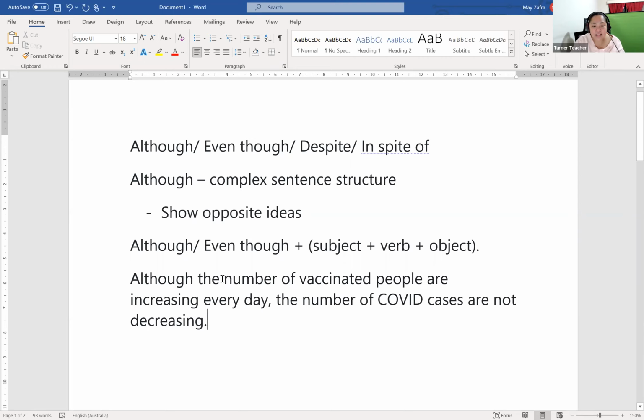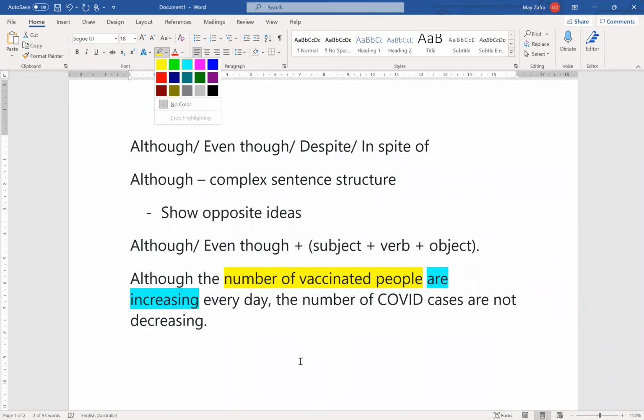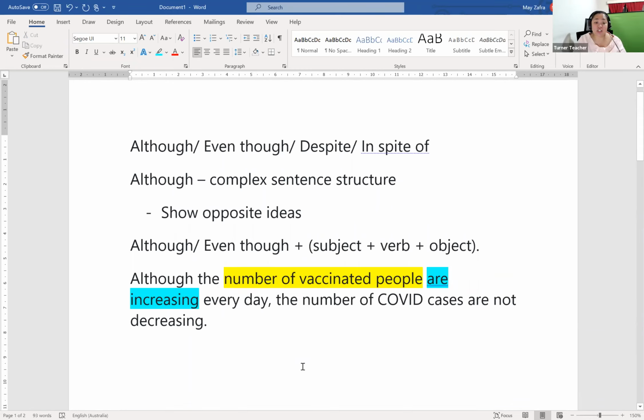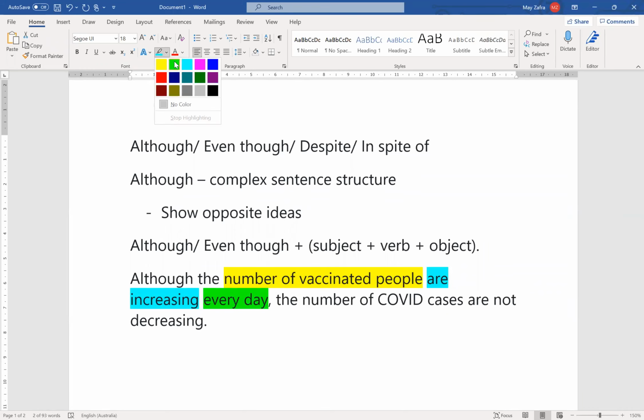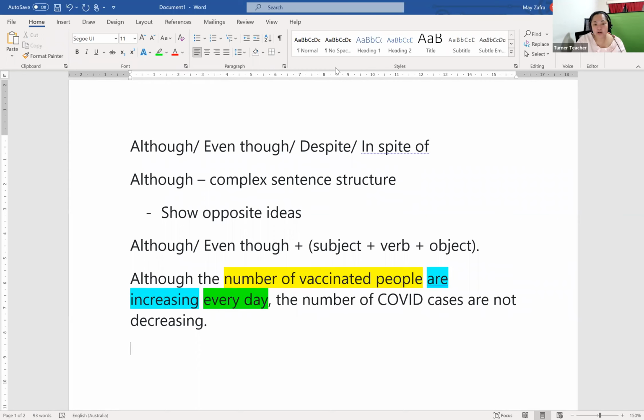so we can see here that the number of vaccinated people is the subject. Are increasing is the verb, because it's the action. And every day is the object. So when we are creating although or even though, it has to be followed by a subject, a verb, and an object.